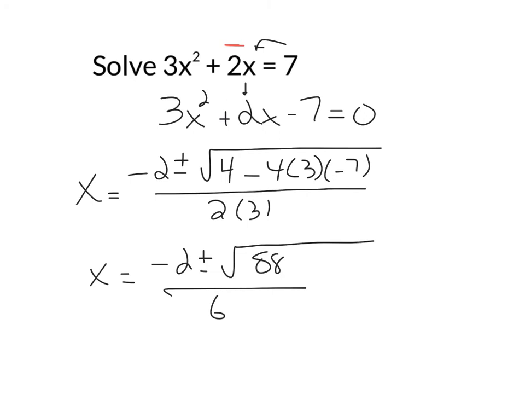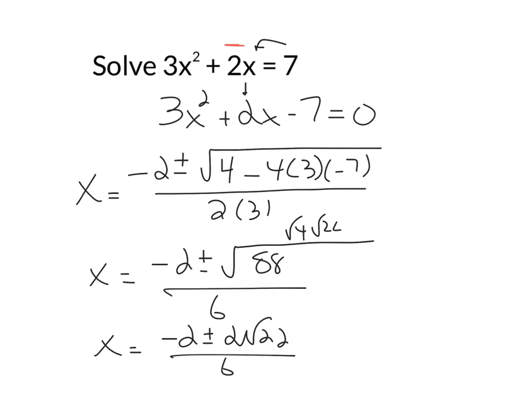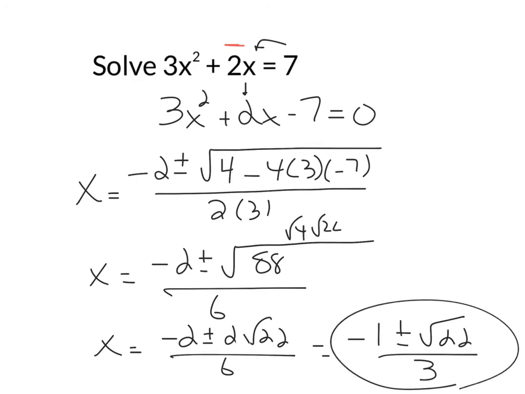I can actually break down 88. 88 has something that goes into it. For example, 4 does. 88 is 4 times 22. So if I simplify that, break down that radical, I get 2 root 22 all over 6. Now, I would be done again, but I can cancel 2's out. So 2 goes into 2 one time, 2 goes into 2 one time, and 2 goes into 6 3 times. So you need to reduce it when you can. Always simplify. All right, that's the quadratic formula.